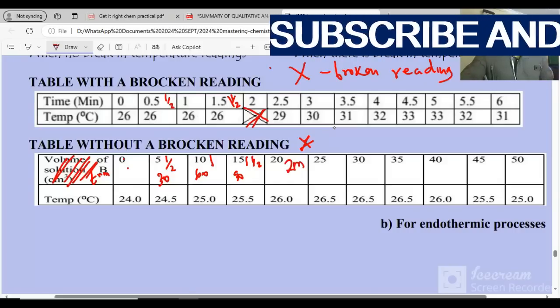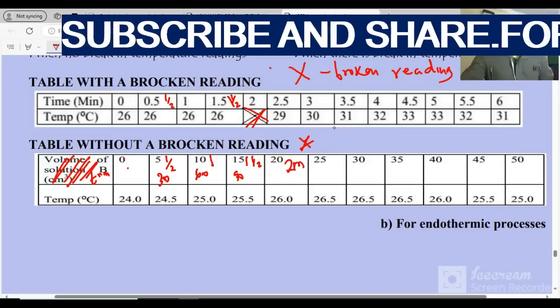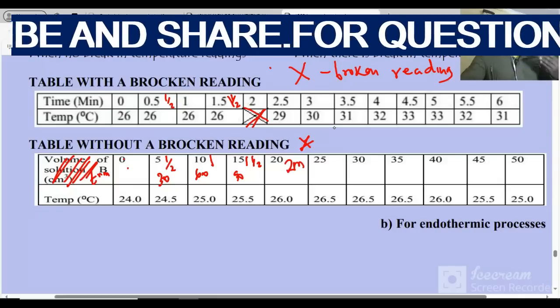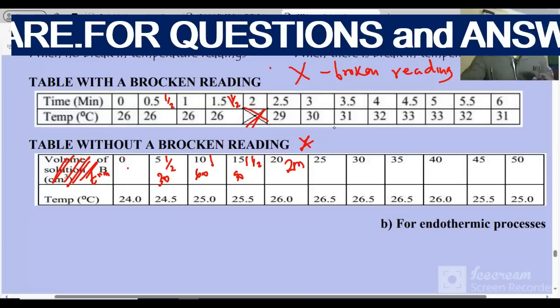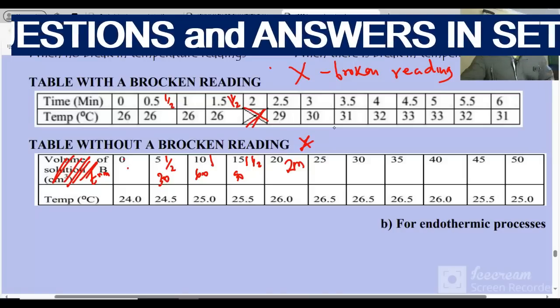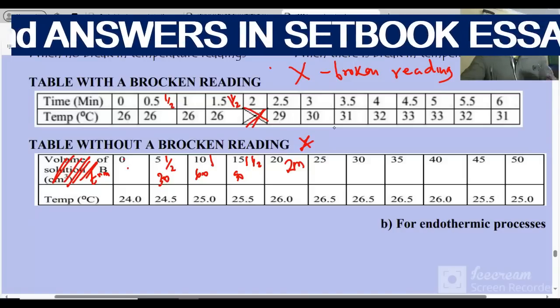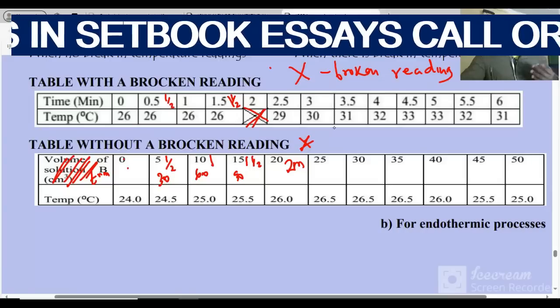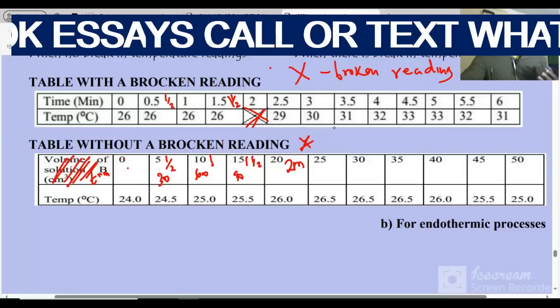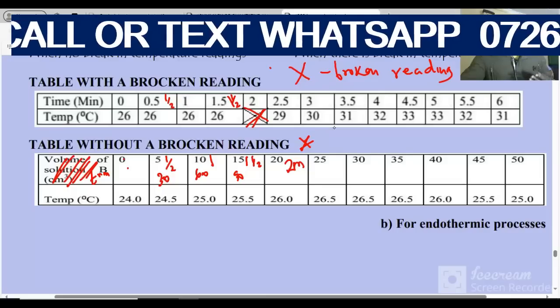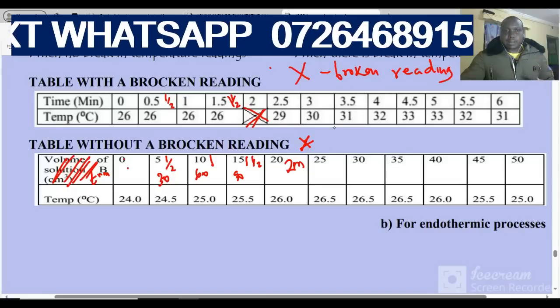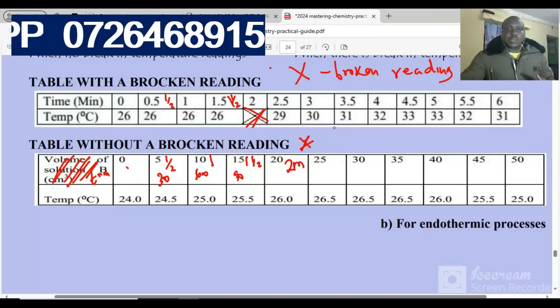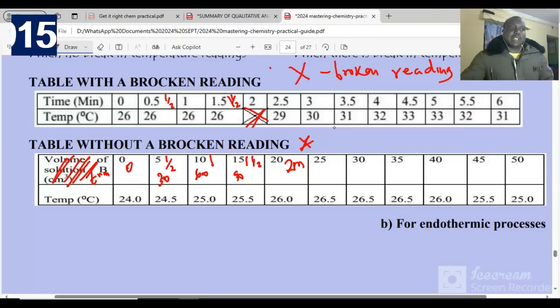Now here, there is no x, there is no broken, therefore you will be told measure 50 centimeters cube of the solution provided, add the solid provided, immediately start a stopwatch. Start with a thermometer measuring the temperature. So once you add the solid, you start at 0, you find it as 0 ni room temperature. Kabla uongeze anything, it will be 24, 25, 22, it depends where you are. Ukiongeza hiyo solid, immediately you start a stopwatch.